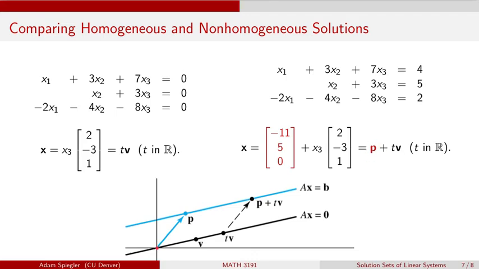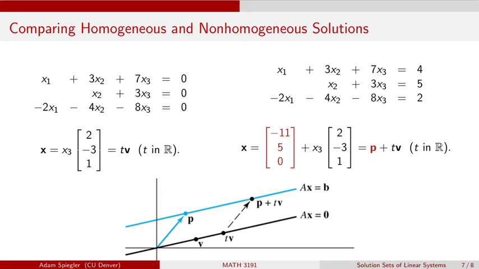So in other words, everything on the solution set for the homogeneous system, which was this line, we add the vector p to it. So here's some arbitrary solution, tv. Adding the vector p would be a translation of this over here. So we're translating the solutions.